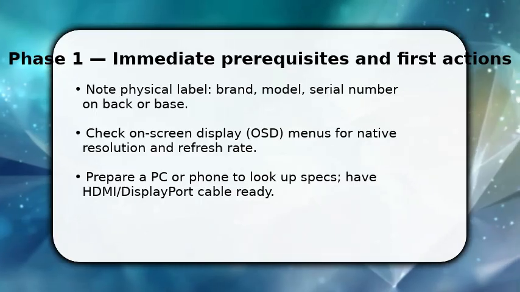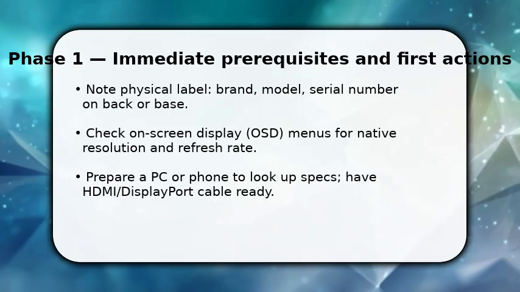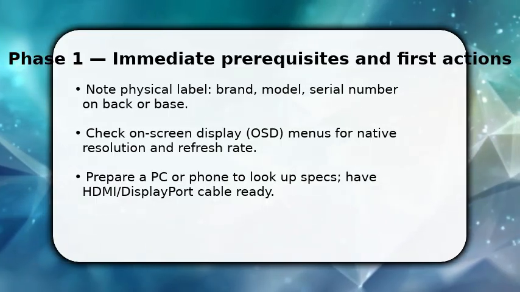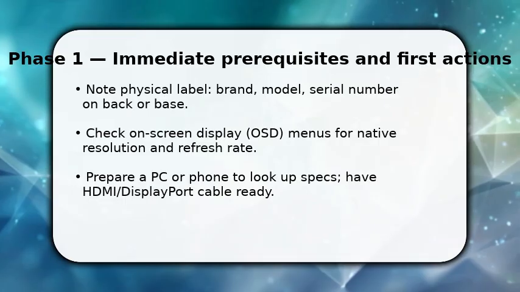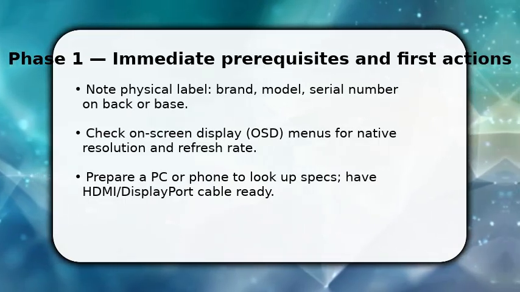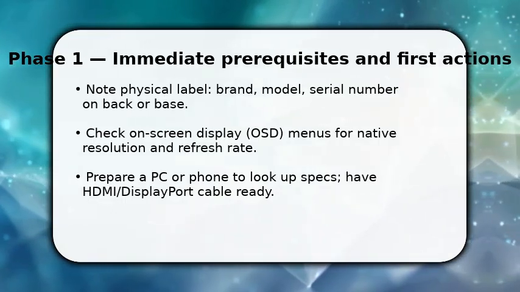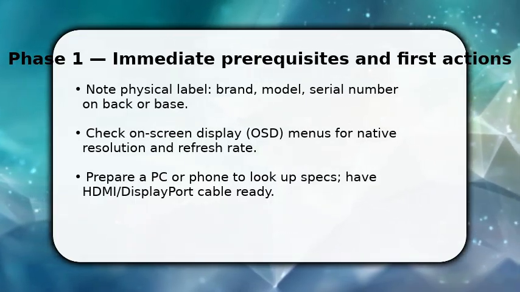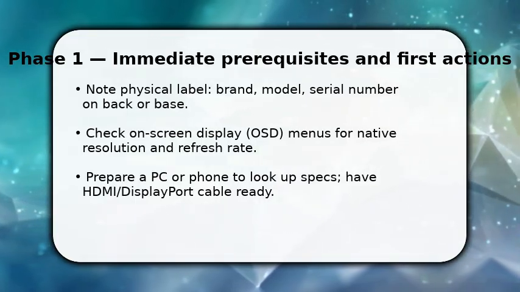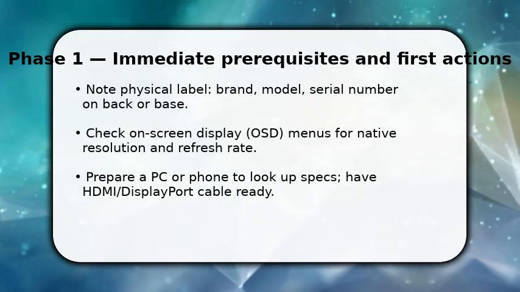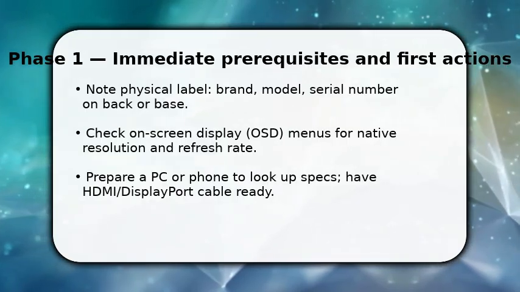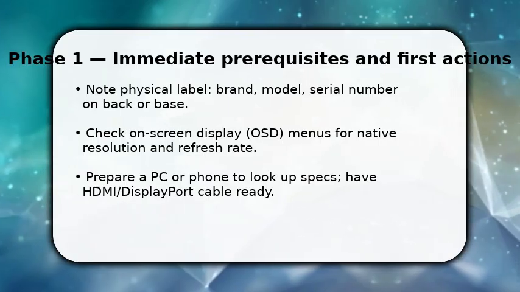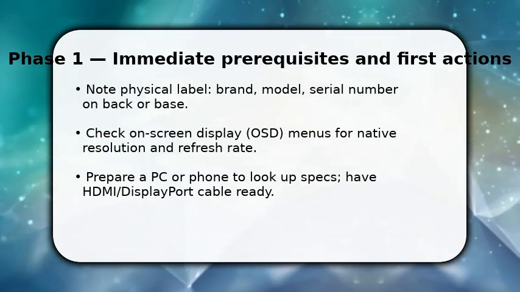You begin by identifying the monitor model and immediate specs. Look at the physical label on the back or underside. Note brand, model, and serial number so you can search precisely. Once done, open the OSD menu and scan for native resolution and refresh rate. These are primary. Make sure to have a spare cable and a computer ready to connect. This helps verify active modes. Doing this first saves time because model searches often return everything you need.